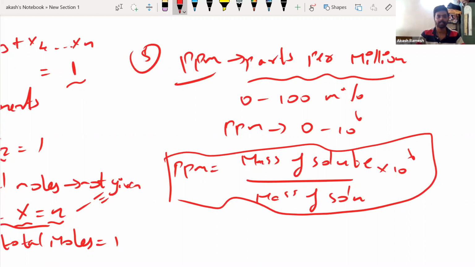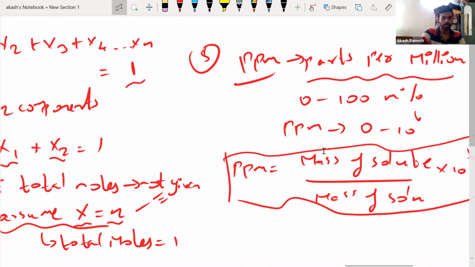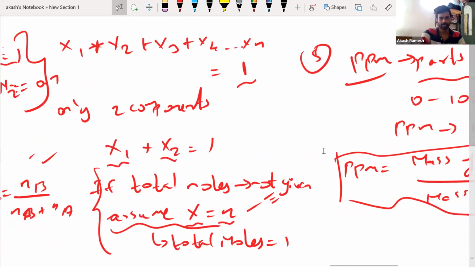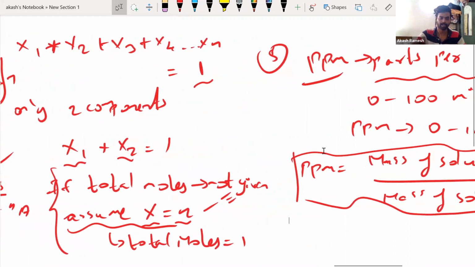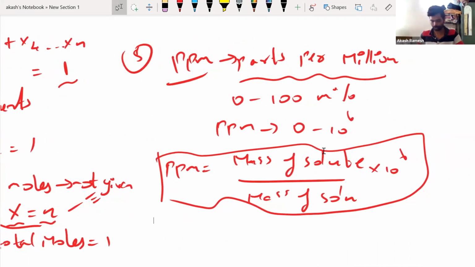So this is again not that important. ppm is not that important, but definitely this mole fraction and the other stuff we saw are very, very important. Maybe if I do some problem, you will be able to understand better. I will look for a problem for you.